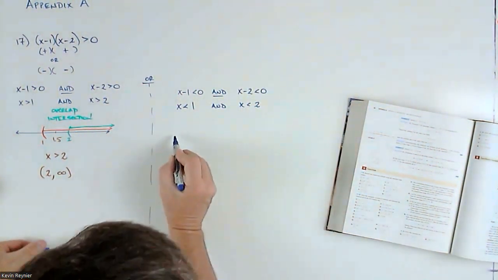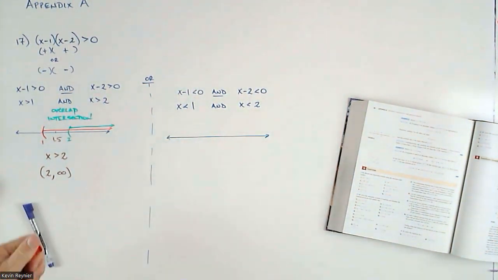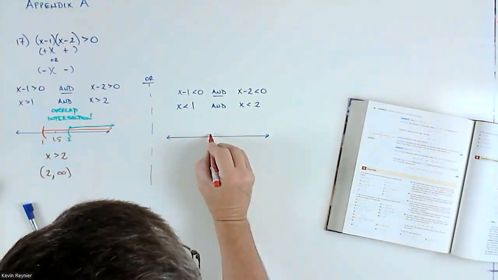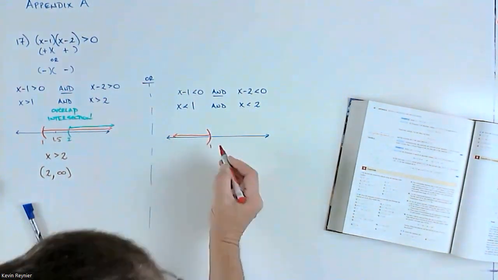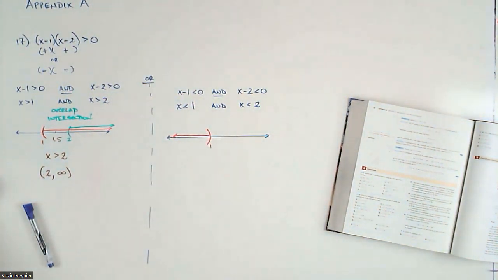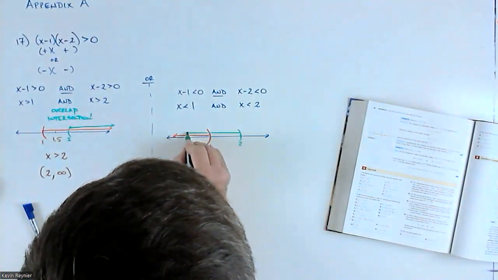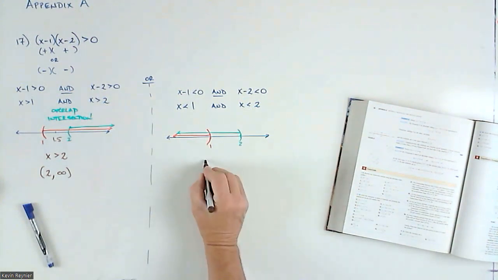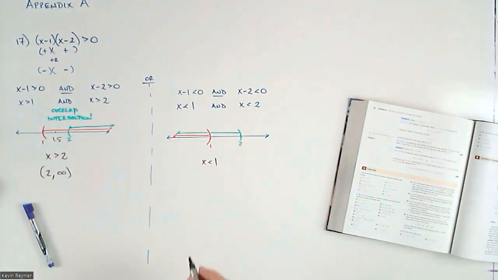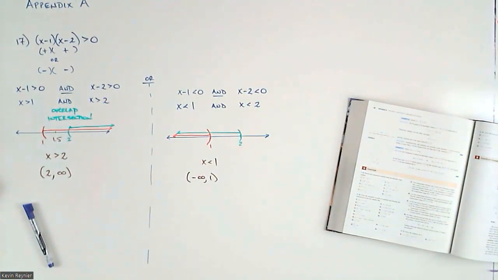And we would again draw our number line. We would graph this. x is less than 1. Here's 1. We're less than 1, so we're going this way. Again, open because it's less than. This says x is less than 2. Here's 2. We're going this way. And we need an "and," which is an overlap or an intersection. So where do they overlap? x is less than 1. And that gives us the interval negative infinity to 1, open at 1.